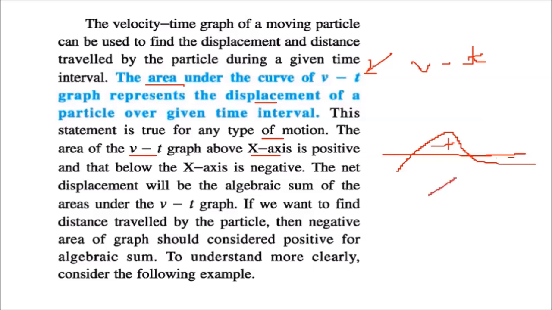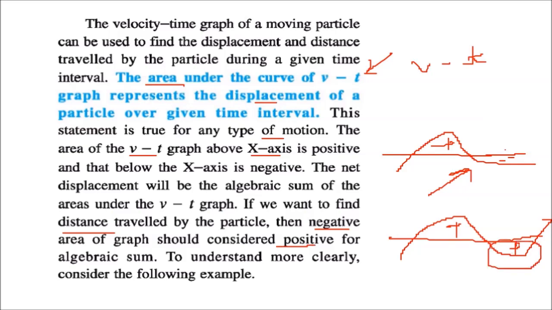Let us take an example, you will understand it more. This is a v-t graph of a particle which is moving in a straight line, and we have to find the distance traveled during the first 2 seconds, from here to here, and the displacement and total distance during the time 0 to 4 seconds, from here to here. Then the acceleration from t equal to 0.5 to t equal to 2. So how to find this?